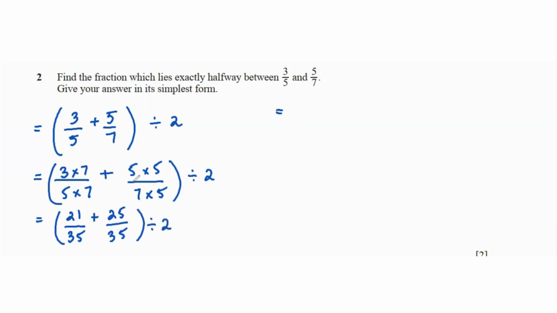And that's going to be 21 plus 25 is 46 over 35 divided by 2. So that can be rewritten as 46 over 35 times 1 over 2. We take the reciprocal of 2, so 2 becomes 1 over 2 and division becomes multiplication. 46 divided by 2 is 23. So 23 over 35 is your answer.